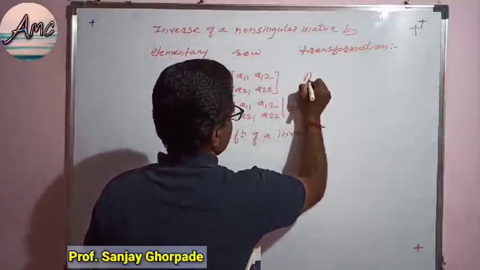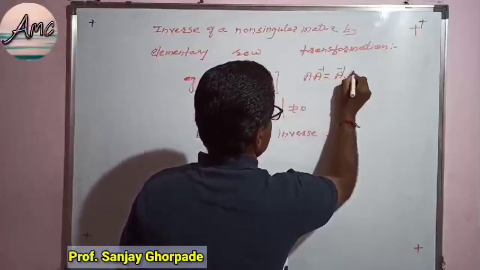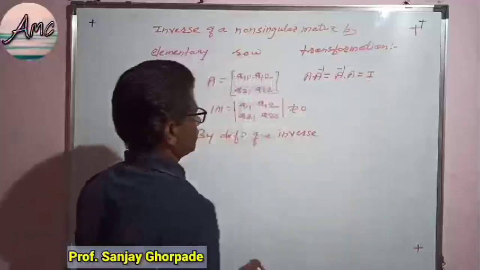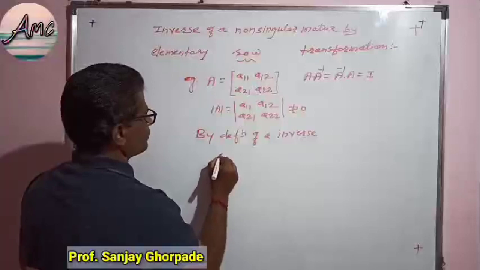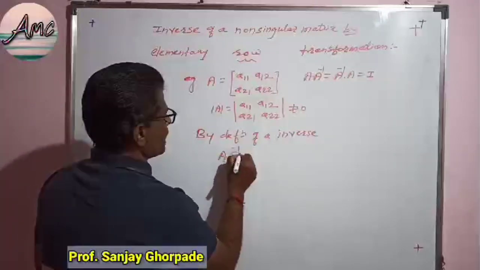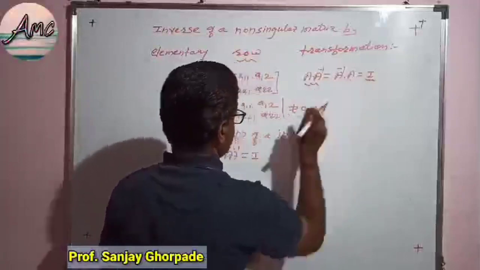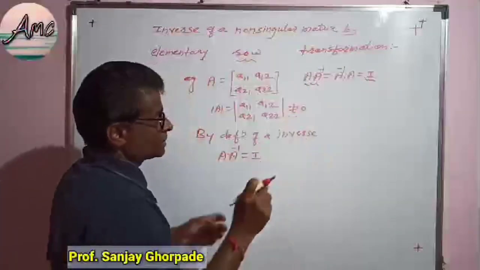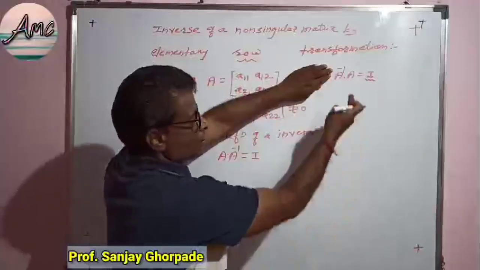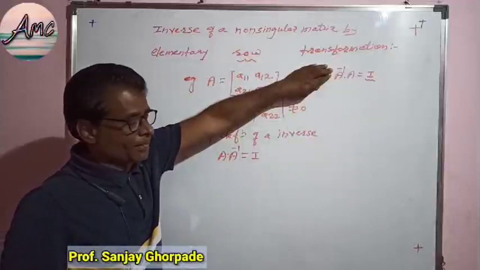What is the definition? We have seen that A into A inverse equals A inverse into A, which is equal to I. Since we are using the row transformation, you have to use the definition A into A inverse is equal to I. This is for the row transformation. And if it is a column transformation, then you have to use this definition: A inverse into A is equal to I.